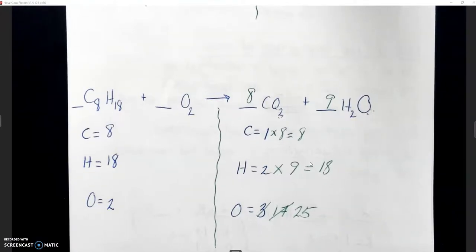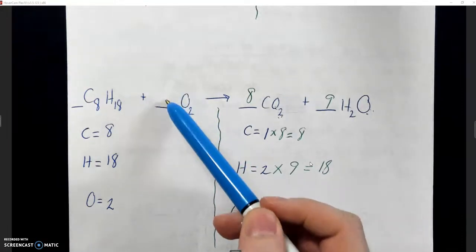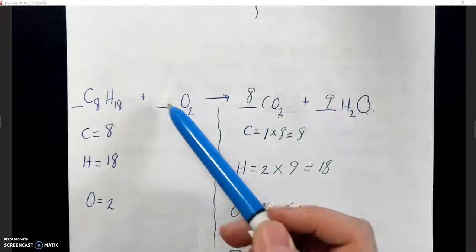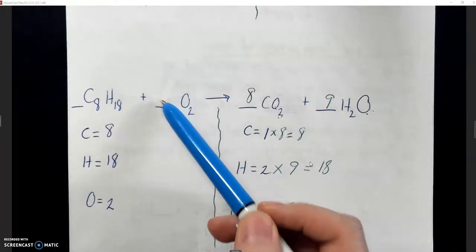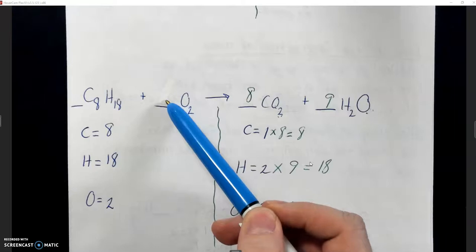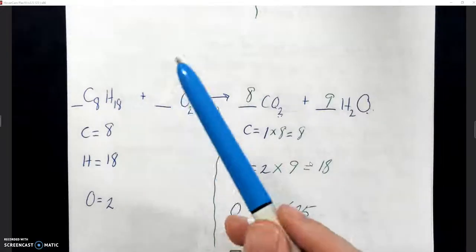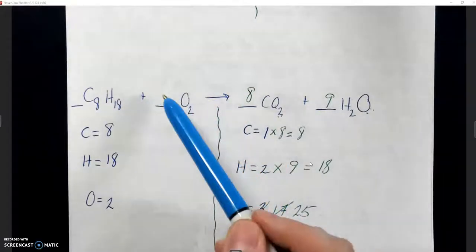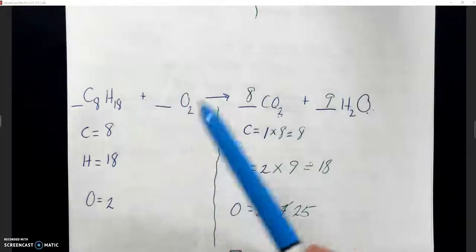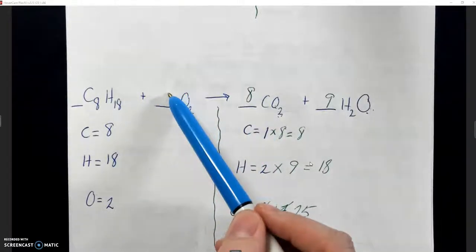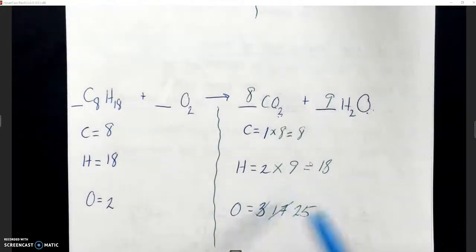Now we can balance the oxygens. But we have an issue. We have an odd number of oxygens over here and an even number of oxygens over here. No matter what coefficient I throw out in front of this O2, it's always going to be an even number. If I throw a 3 out in front, it's going to be 6. If I throw a 4 out in front, it's going to be 8. If I throw 25 out here, well, 25 times 2 is 50, and then we're going over the amount that we need.